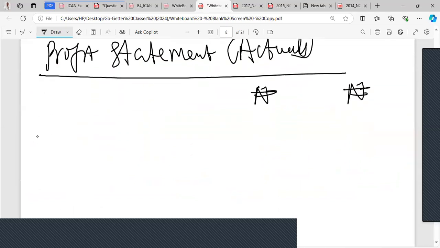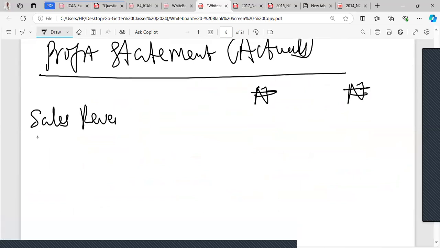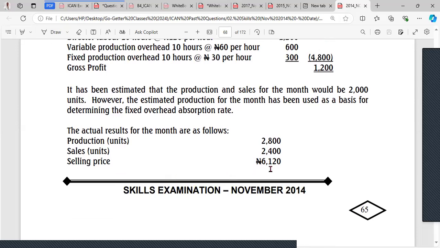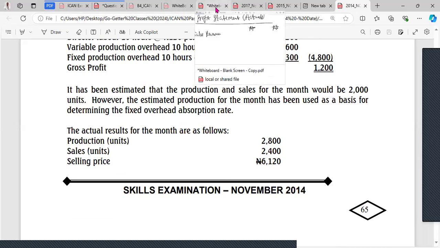Okay, so you will start with your sales revenue. How much did we sell? This is the price, 6,120. Sold 24 at 6,120.